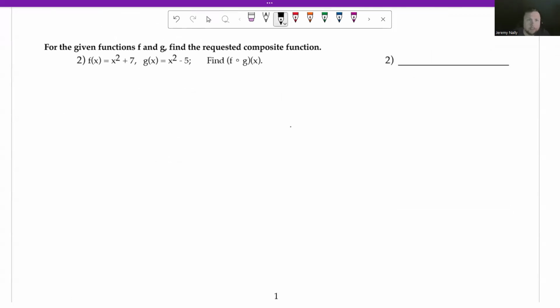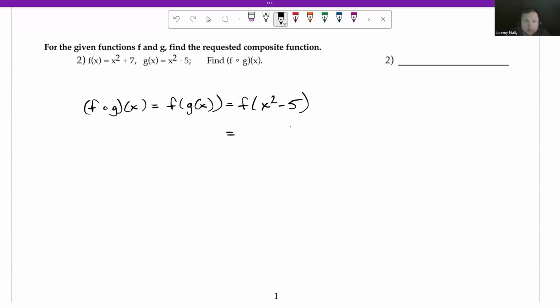For the given functions f and g, find the requested composite function. So f of x is x squared plus 7, g of x is x squared minus 5, and then we have f composed with g of x. So f composed with g of x can be rewritten as f of g of x. And then we can continue. G of x we can substitute in its explicit representation in terms of x, so x squared minus 5.